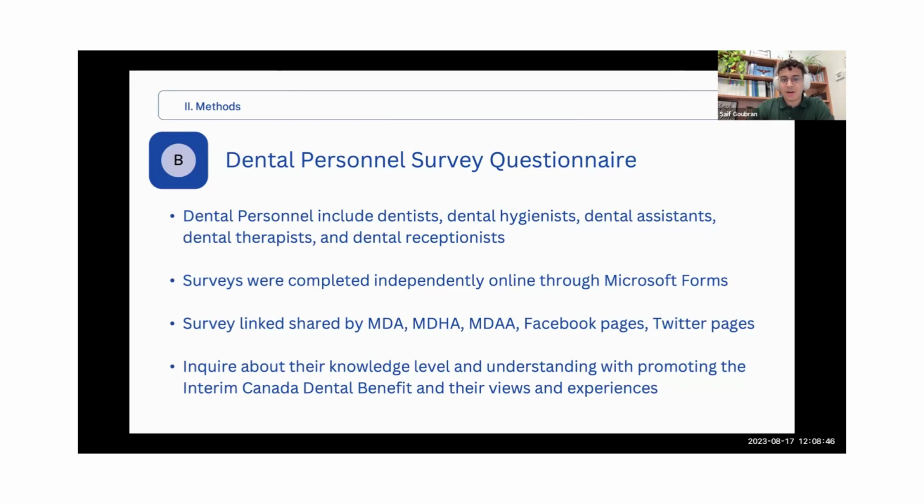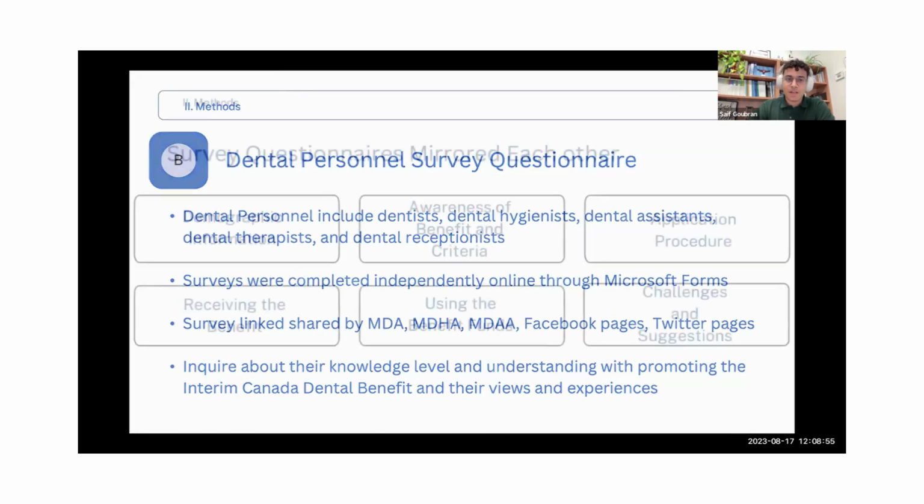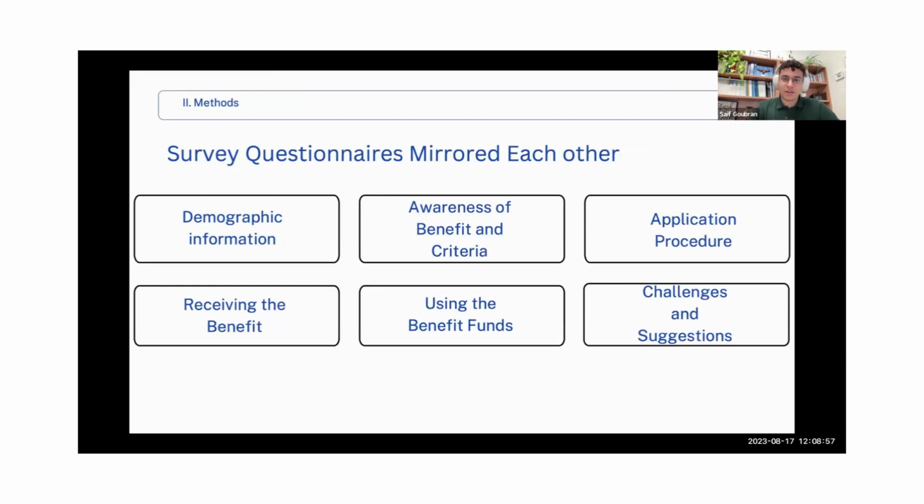And we inquired about the same outcomes, their knowledge level and understanding about the program, as well as any challenges they experienced with the Interim Canada Dental Benefit. And what we did with the parents and caregivers, as well as dental personnel, was have the survey questionnaires mirror each other. They mirrored each other in their sections. As you see on the screen, those are the common sections that we had in the questionnaires, and also in specific questions themselves.